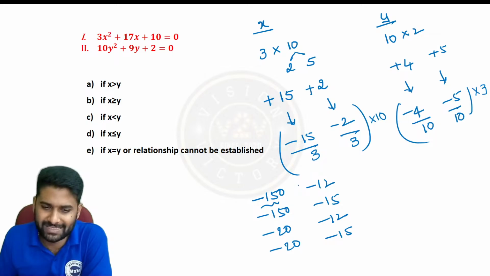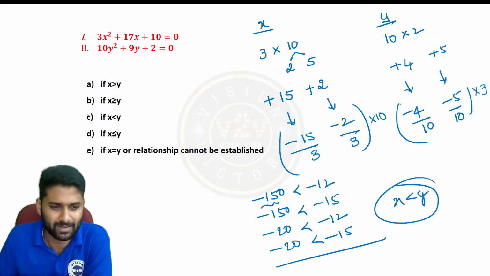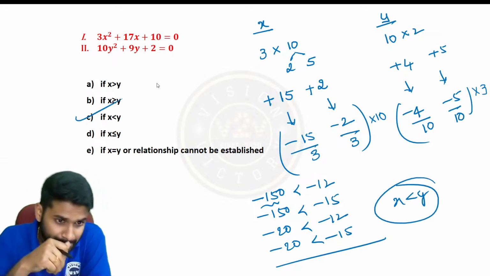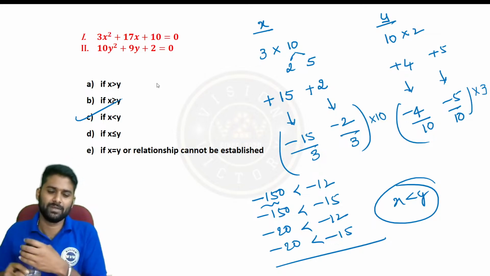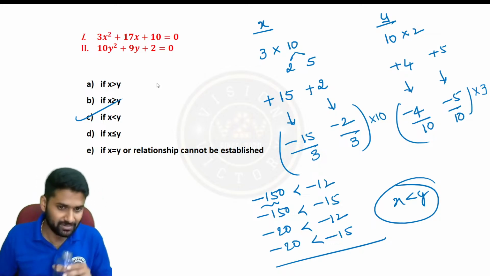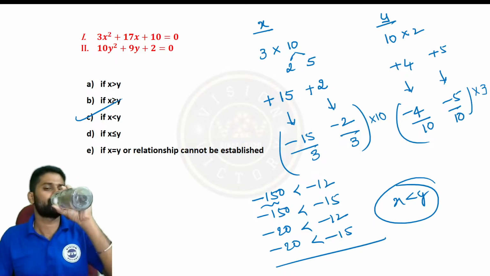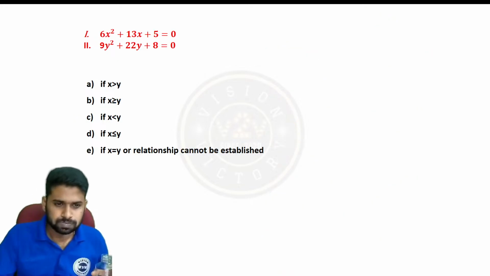And 150 is less than minus 12. Here the relation is x less than. Minus 50 is less than minus 12. Minus 150 is not at all greater than minus 2.